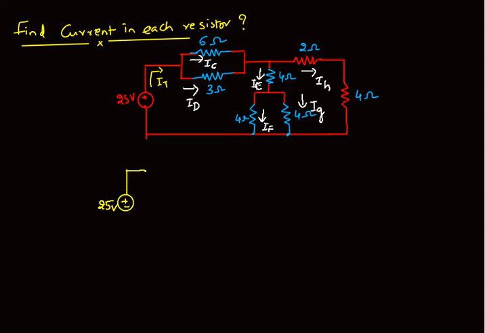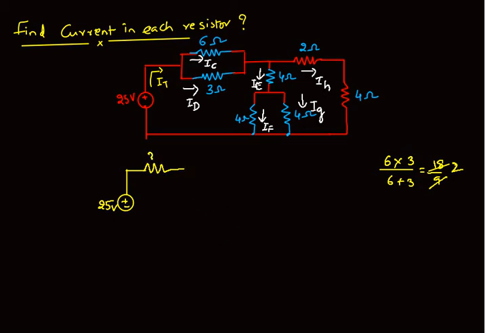This is 25 volts applied to the circuit, and here you can see 6 ohms and 3 ohms are in parallel. If you take the parallel resistors, the total resistance is 6 into 3 by 6 plus 3, that is equal to 18 by 9, so that is simply 2. So it is a 2 ohm resistor.